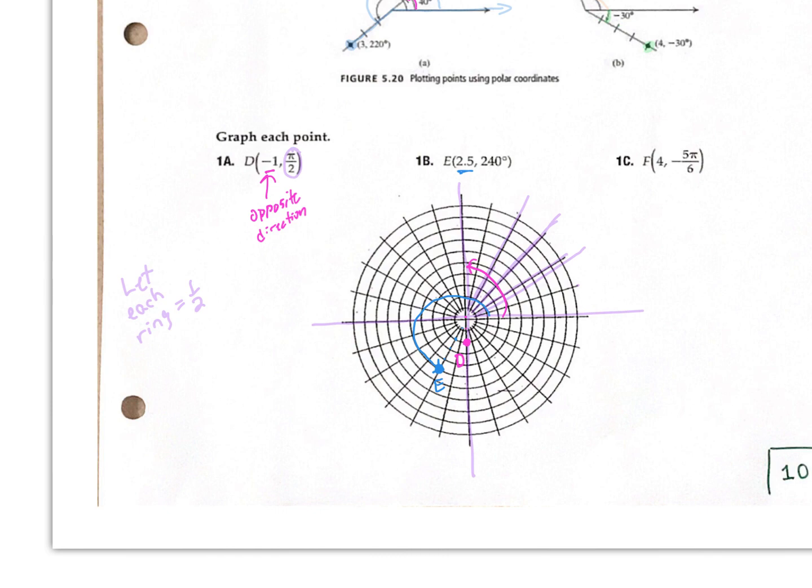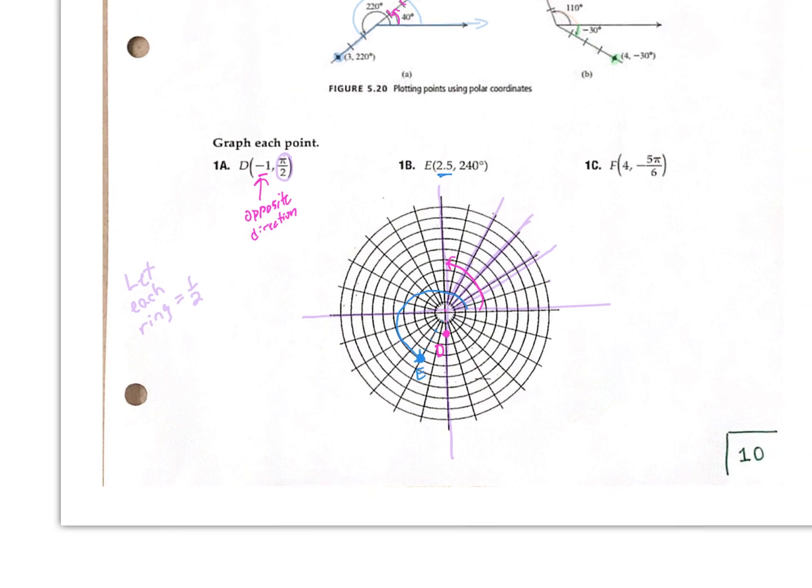And then this last one here, -5 pi over 6. So we are gonna rotate around to, oops, I went a little too far, to here. And then we're going out 4. So 1, 2, 3. I may have just gone one too far. I hope not, but I may have. Nope, that looks good. There's point F. So you're going to your -5 pi over 6 and then counting out from the pole 4 units.